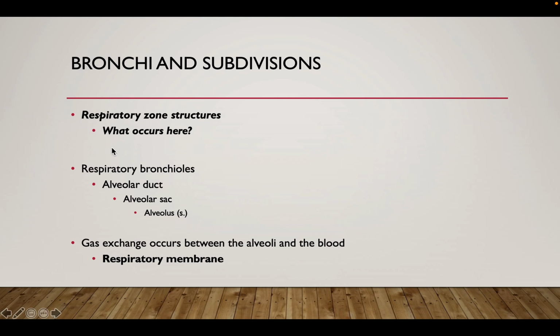We have our respiratory zone structure. So here we do have gas exchange beginning to happen. Okay, we start with respiratory bronchioles. We go to something called an alveolar duct, and an alveolar duct is just leading into an alveolar sac. And what makes up an alveolar sac is all of the individual alveoli, or an alveolus is singular. Now, you can picture and imagine your alveolar sac as a cluster of grapes.